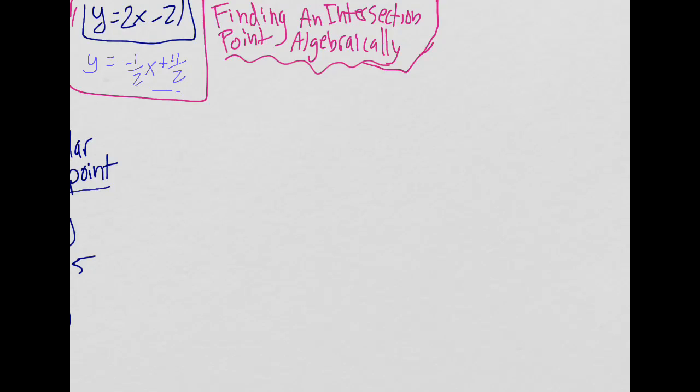Okay, so let's now take this to the next step. Next we want to find the intersection point of two lines algebraically. Again, these are the same two lines we just found. To find an intersection point algebraically, you're finding the point where these two lines meet, where they cross each other.